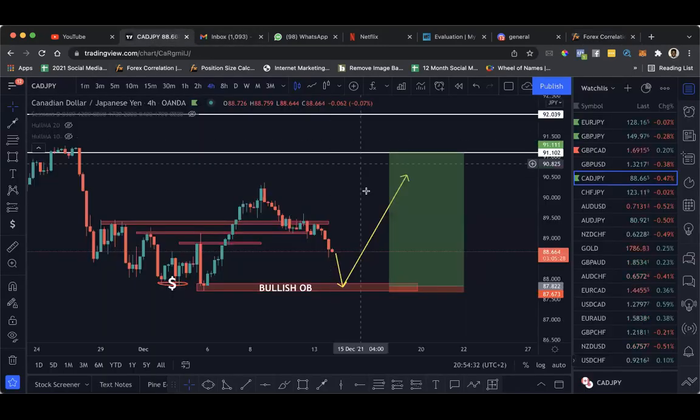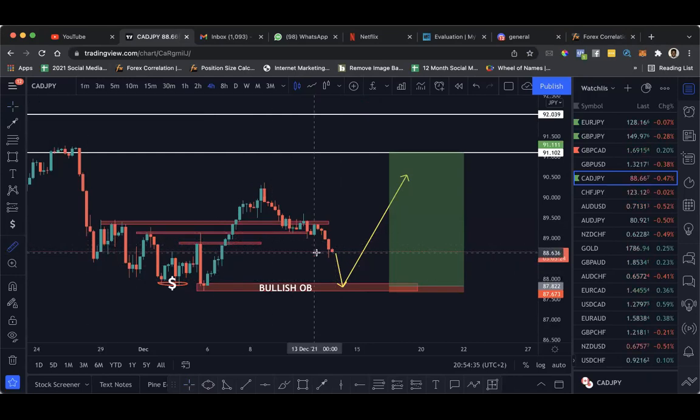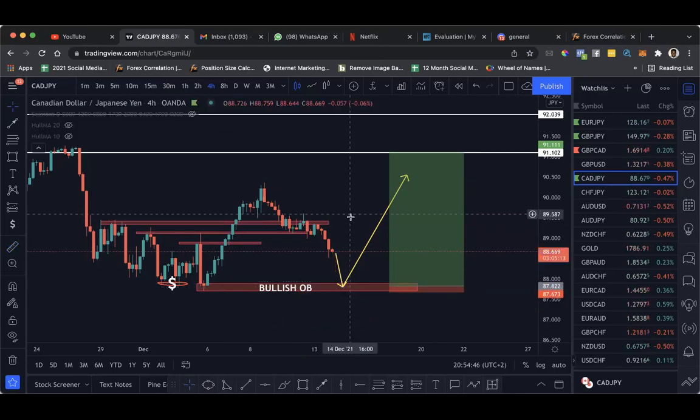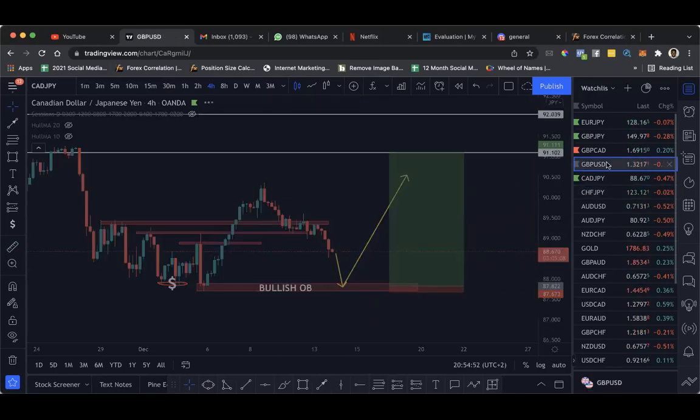Okay, so CAD JPY is also going to be a very, very good trade for us. So this setup might be ready, let's say on Wednesday or Thursday. Who knows? It has 80-something more pips to go. So we have to wait for the trade to align. Okay, let's check out GBP/USD.